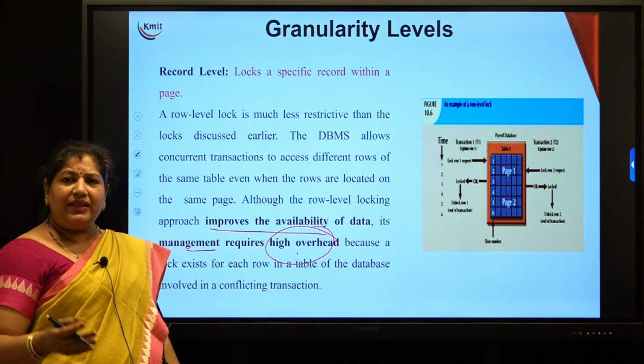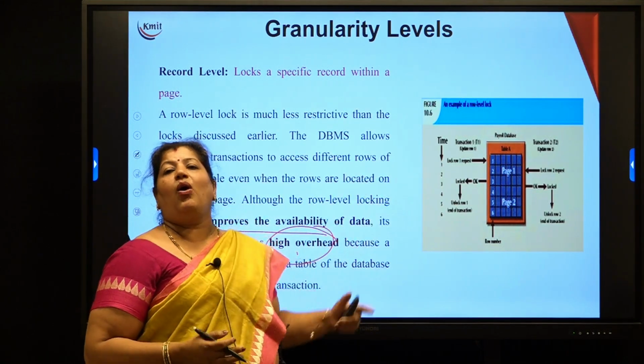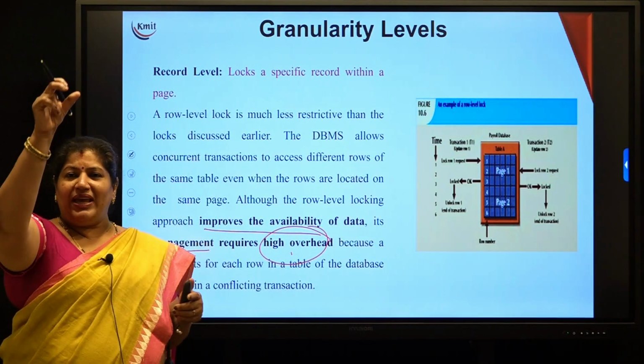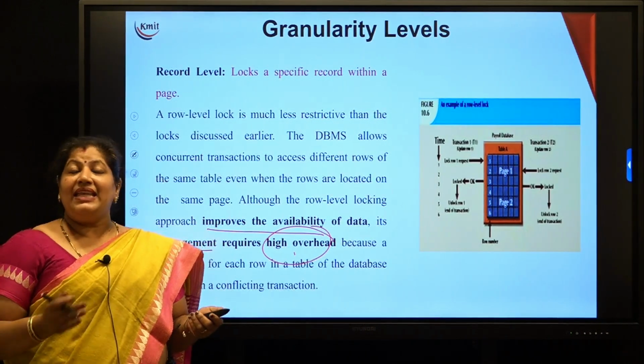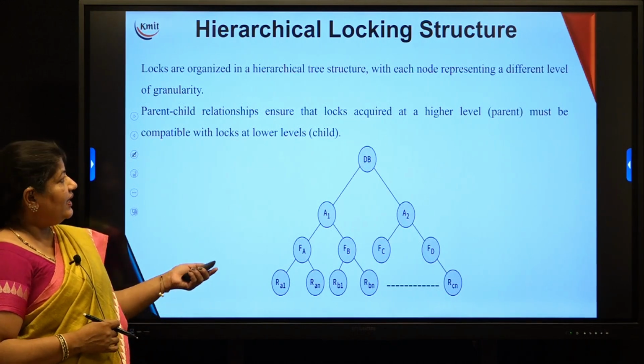Of course, moving further, in order to increase the concurrency, you can even apply lock at field level also. In the same row, if you are modifying field 1, another transaction can modify field 2. It can even apply lock at that level, but it will be too much of a hierarchy.